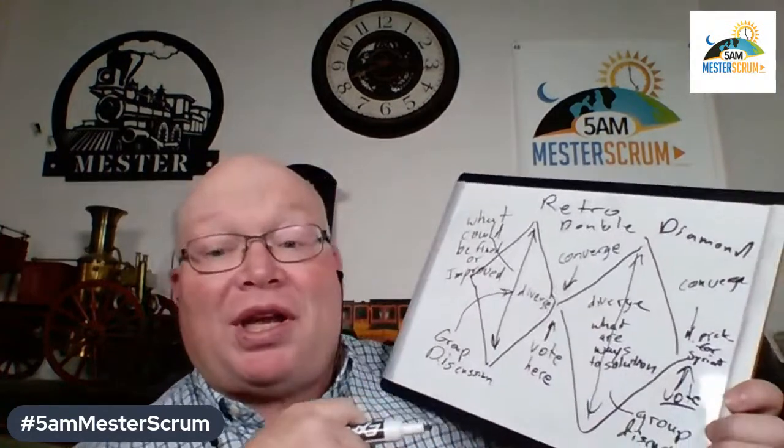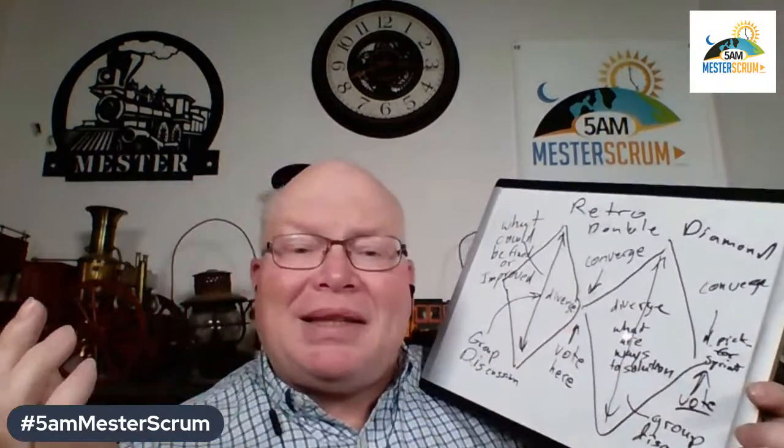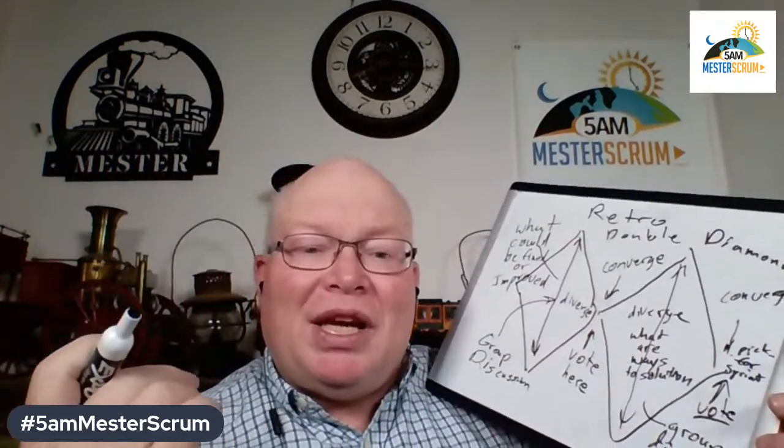Pick implementation. How do you spell implementation? Implementation. I'm running out of space. Pick for sprint. I don't have enough space on the whiteboard. Pick for sprint. So then they vote, they converge at the end here and pick the item that they want to implement and solve during the sprint.